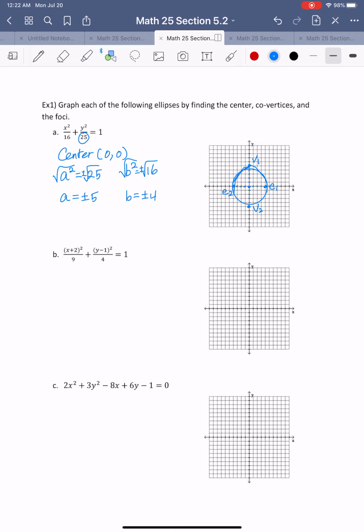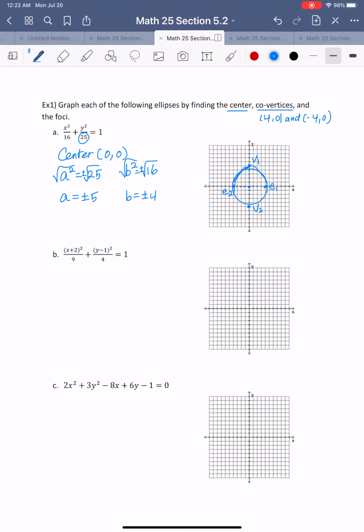All right, now we have to find this. So we got the center, okay? And then we have the co-vertices, from the endpoints, okay? So I want to say endpoint 1, endpoint 2. So I've got to say (4, 0), and then (negative 4, 0).